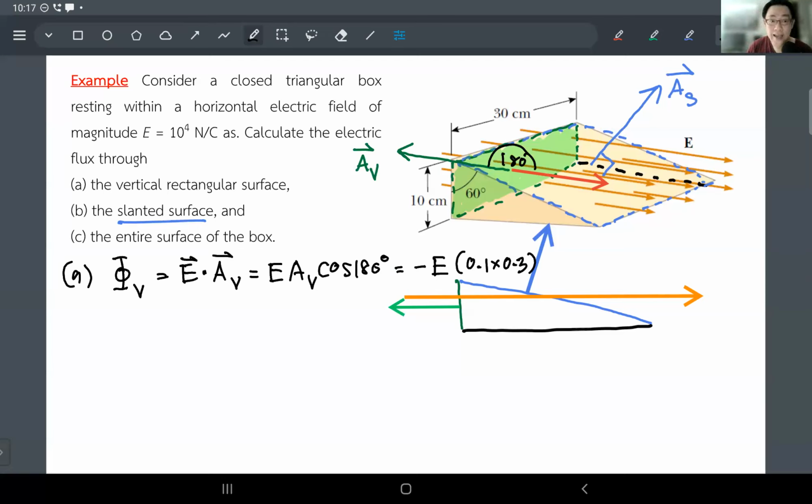All right, guys, try again. Everyone, I want you to try part B. I want you to figure out the flux through the slanted surface. Oh, come on, man. Go ahead.